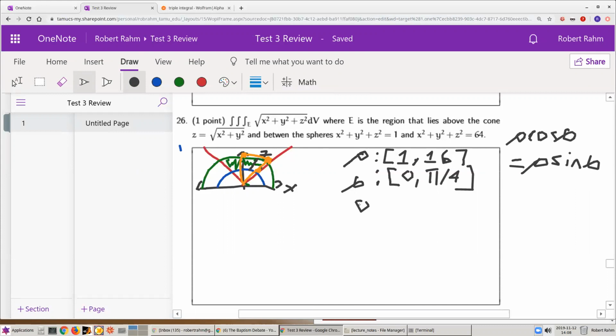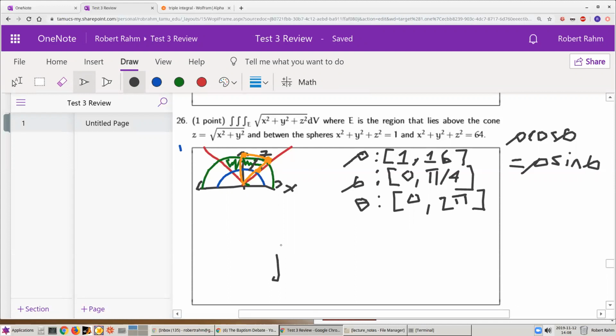And then theta, we want to spin this around the whole z-axis the whole way. So it's just going to be 0 to 2 pi. Now, if we had said we wanted it to lie in the first quadrant, then it would have been 0 to pi over 2. Or if we wanted it to lie in the y greater than or equal to 0 region, we would have said 0 to pi. But since we want this whole region that is above the cone and between these spheres, theta is going to go from 0 to 2 pi.